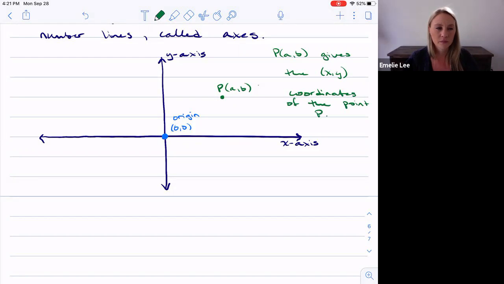Okay. So what that means is that A is here on the x-axis, and B is here on the y-axis.